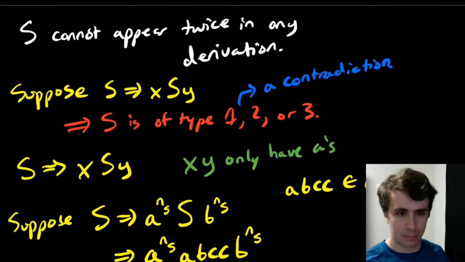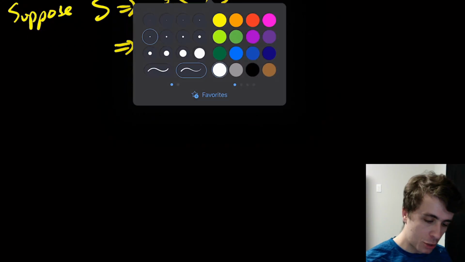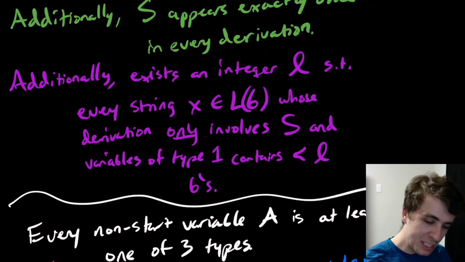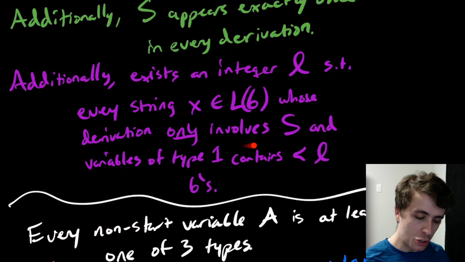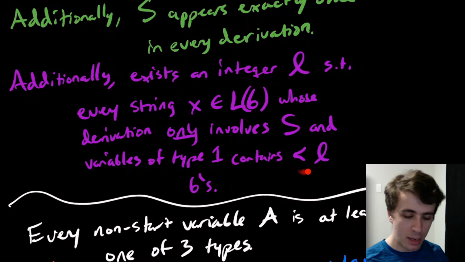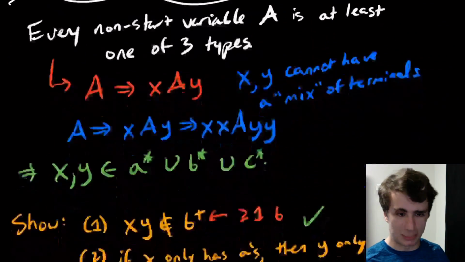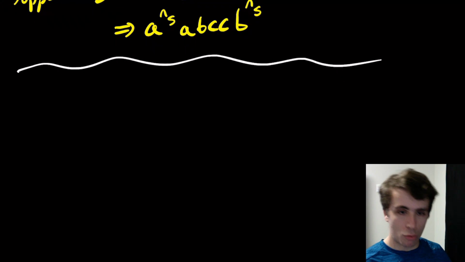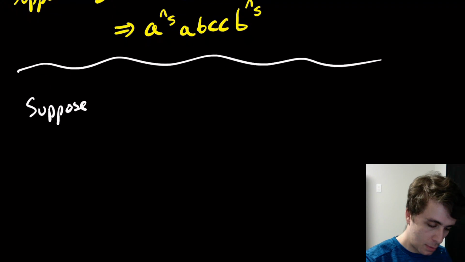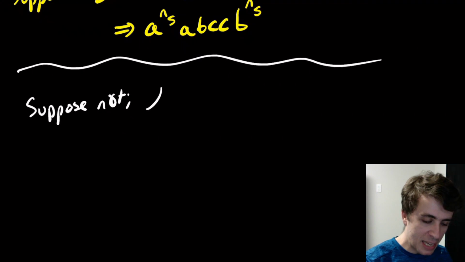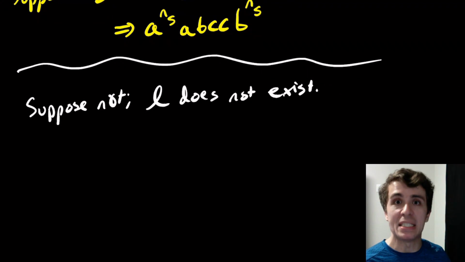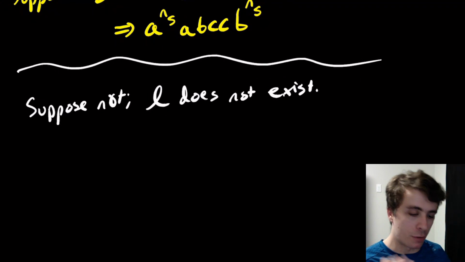It can't appear twice. So what can we actually prove here? What is the last one? After all this, my goodness. So there exists an integer L such that every string whose derivation only involves S and variables of type 1 contains fewer than L b's. So let's say that we are doing that part right here. Let's just say that suppose not. That means that L does not exist, that upper limit on the number of b's in those strings that only involve type 1 variables. They don't involve type 2 or 3.